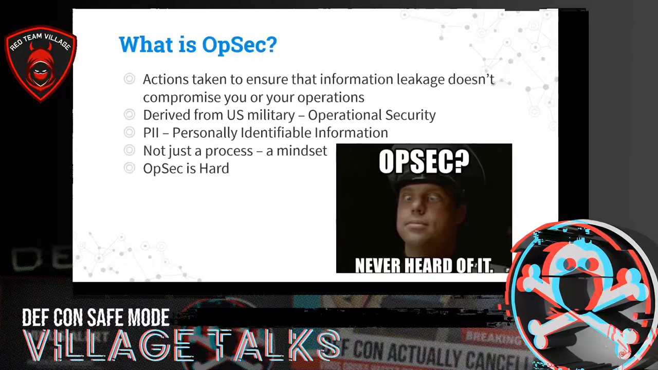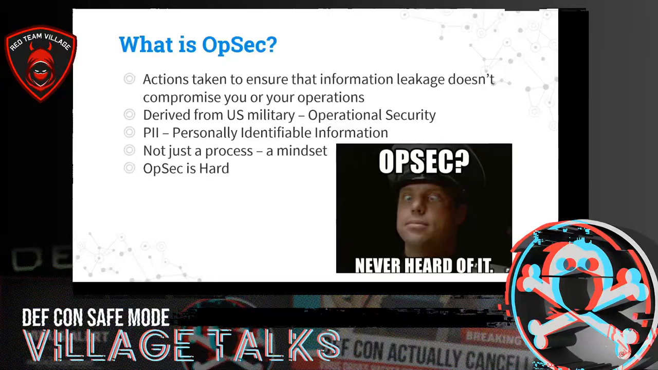It's derived from the US military, that's operational security. You need to hide your PII, that's personally identifiable information. You need to work on the dark web in such a way that you don't disclose your full name or driver's license or bank account or even a simple thing as email. This is what you need to protect, and that's why operational security is really important.